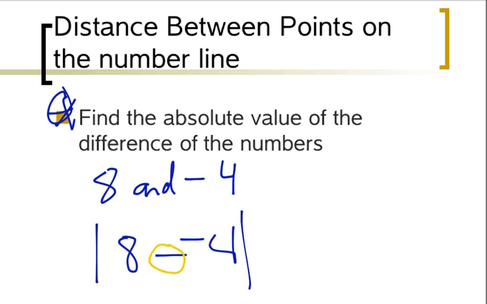You need to add a little subtraction sign between, so instead of "and," you write a minus sign, and then take the absolute value of it. Here we just change the signs, and that's really 8 plus 4, which is 12. The absolute value of that is just 12.